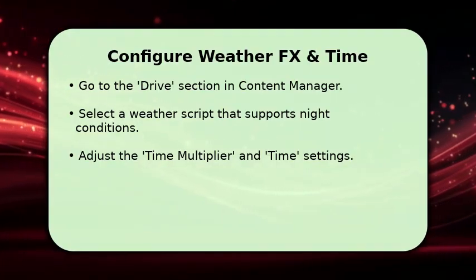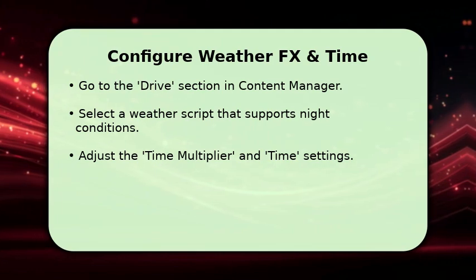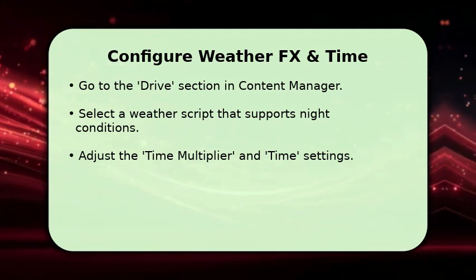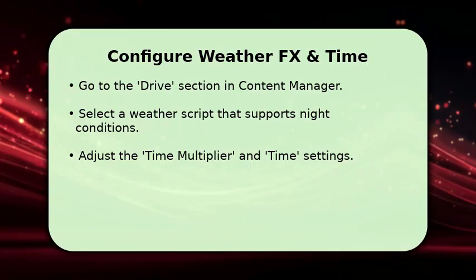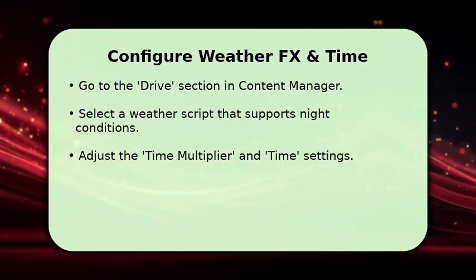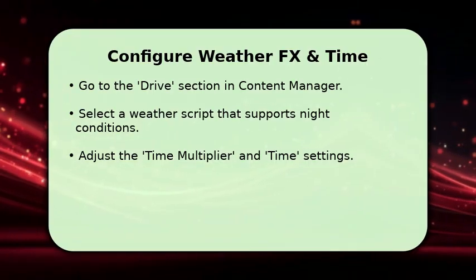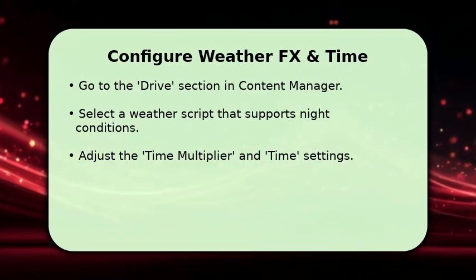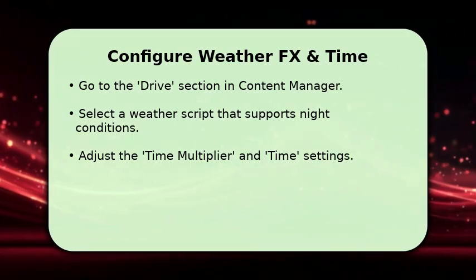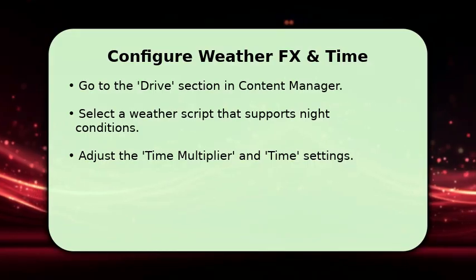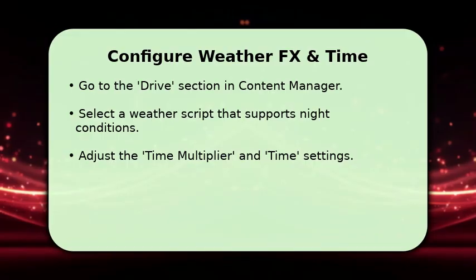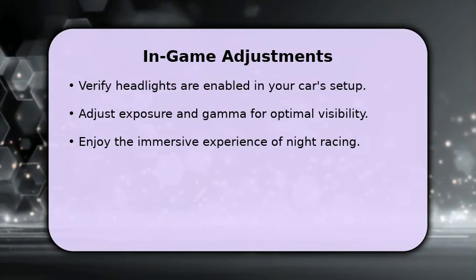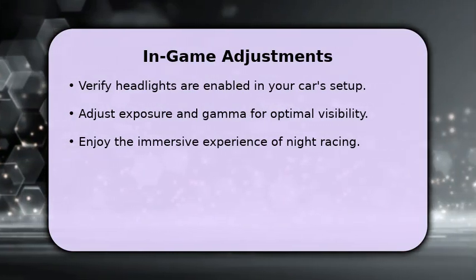In Content Manager, head to the Drive tab. Under the Weather section, choose a weather script that explicitly supports night, such as Sol or Pure. Then, locate the time slider and drag it to a nighttime hour, like 10 p.m. or 11 p.m. You can also adjust the time multiplier to control how quickly time progresses during your race. Finally, once you're in the game, make sure your car's headlights are turned on.